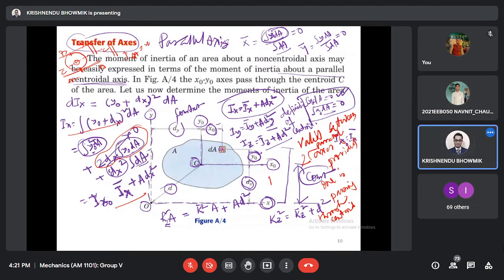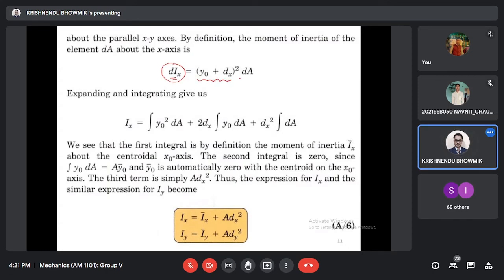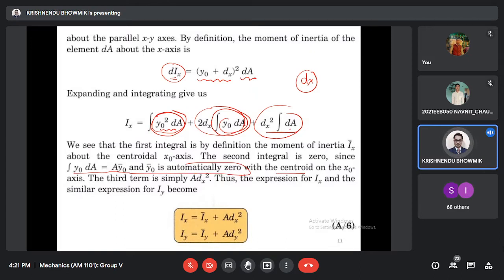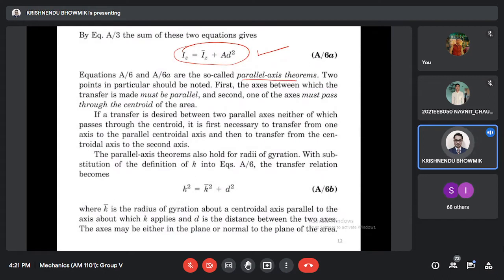Yes, sir. Fine. So that one I have shown here, that for the elemental case dIx equals this square plus dn. I want to expand this: first term, second term, third term. dx was constant, so this is nothing but the centroidal Ixx. This will be 0 from the definition of the centroid. And this integration of dA will be A. So from the Iz, this is the relationship. This is the parallel axis theorem.